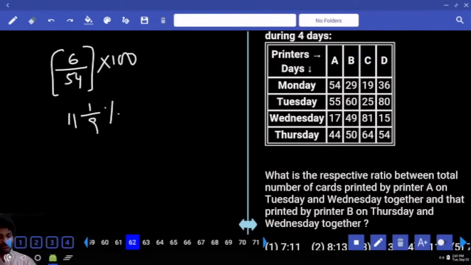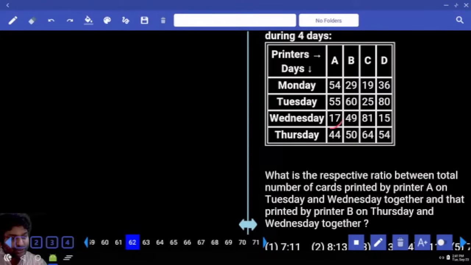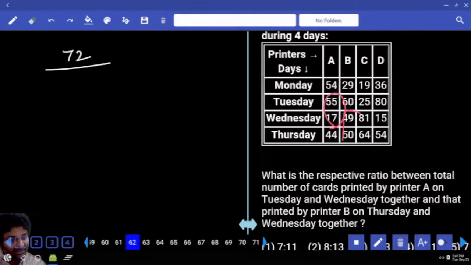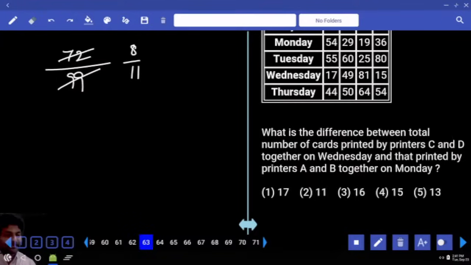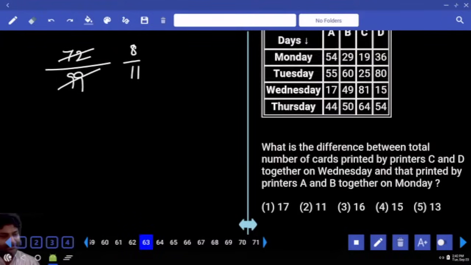What is the respective ratio between total number of cards printed by A on Tuesday and Wednesday together? A, Tuesday and Wednesday together, 72. Ratio between this and B on Thursday and Wednesday, 99. 8:11, fourth option.